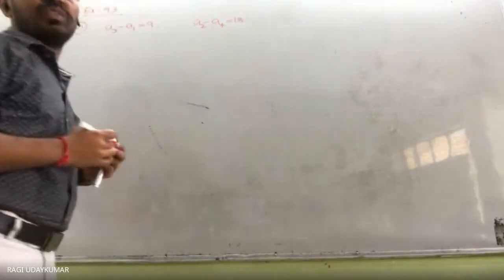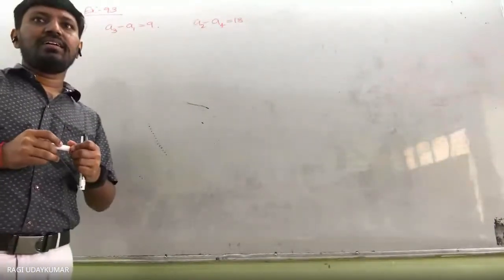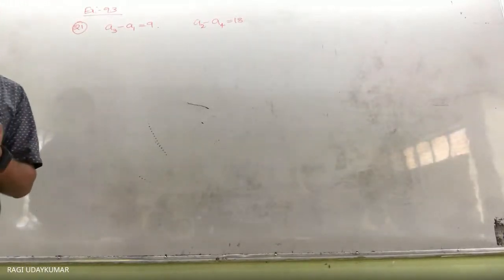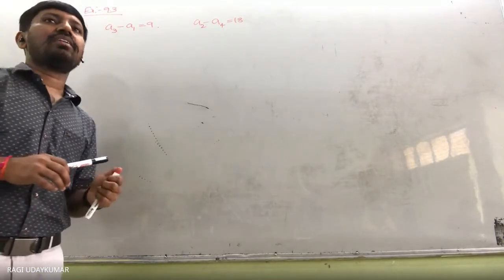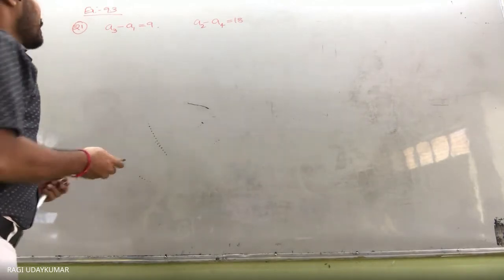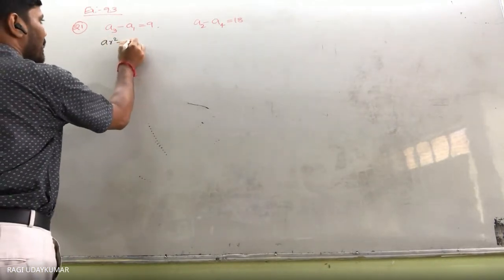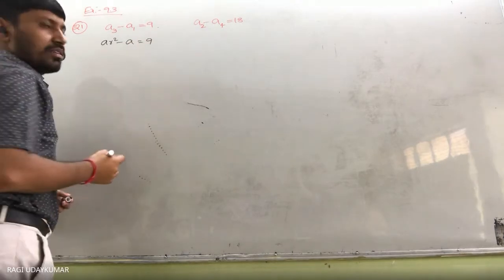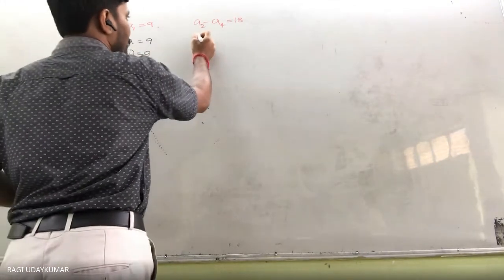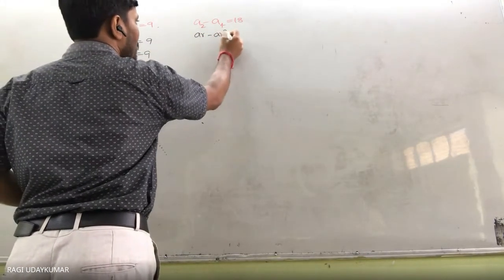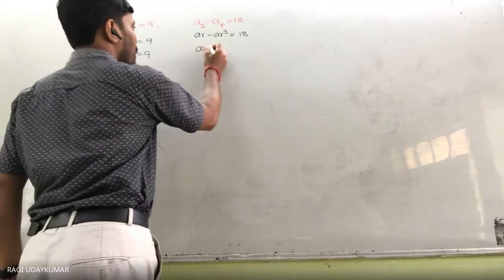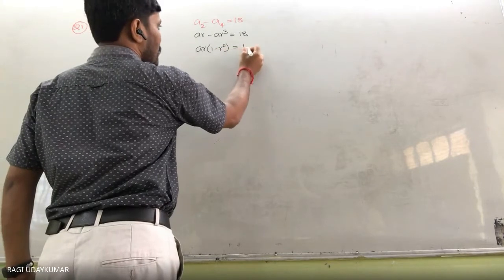Is that right? The third term is greater than the first term by 9 and the second term is greater than the fourth term by 18. This is the information given to you, and you need to find the four numbers. Not complicated: a r square minus a is equal to 9. Taking a common, a into r square minus 1 is equal to 9. Here, AR minus AR cube is equal to 18. Taking AR common, AR into 1 minus r square is equal to 18.